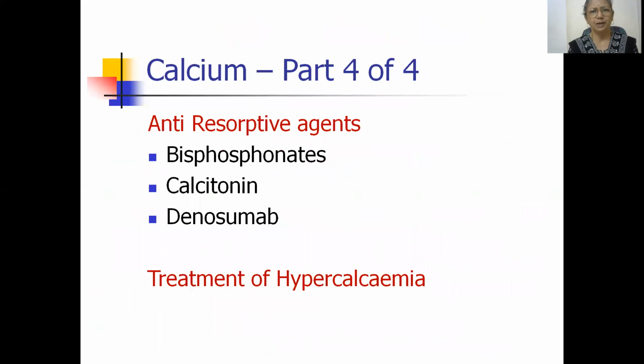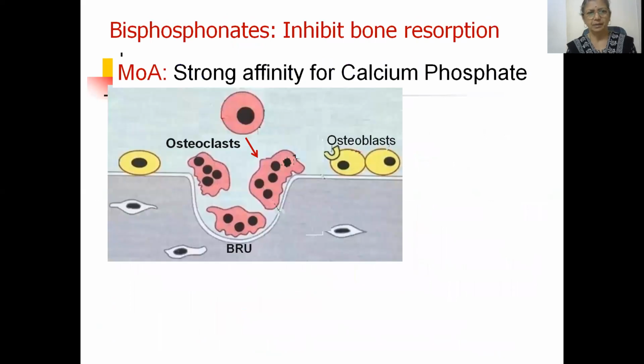Now let's go on to part 4, that is the anti-resorptive agents, bisphosphonates, calcitonin, and denosumab, and how they are very important in management of hypercalcemia. So bisphosphonates inhibit the bone resorption. How do they do it?